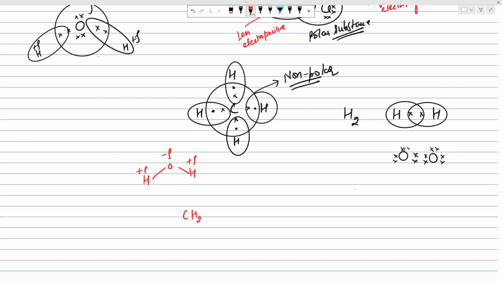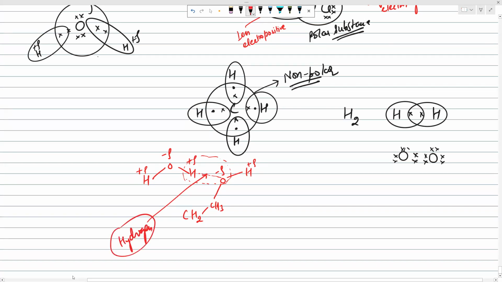Similarly, ethanol, C2H5OH, or we can say CH3, CH2, then O, and then H. Okay, and this O has a negative charge and this H has a positive charge. So there is an attraction between these. This negative and this positive hydrogen get bonded together, and we will simply say that they are making a bond here, as a result of which this is called hydrogen bonding. So these hydrogen bonds between the electronegative and electropositive elements make ethanol dissolve in water. Otherwise other hydrocarbons do not dissolve in water. Okay, got it?